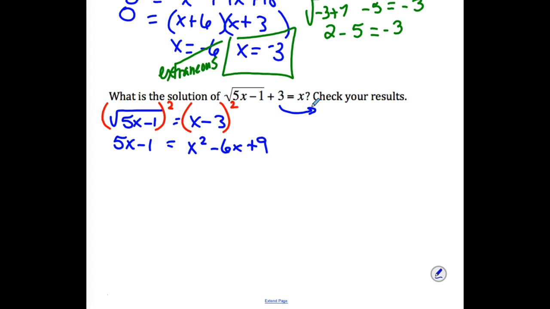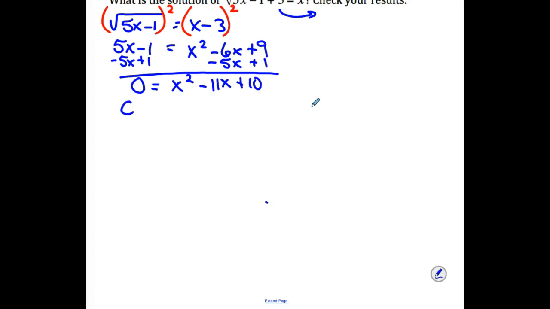Good. All right, bringing everything to one side, I'm going to subtract the 5x over. I'm going to add a 1 over. So I have nothing on the left side anymore. I have an x squared minus 11x plus 10. Okay, factoring that, what do we get? Okay, so possible answers, x could be 1 or x could be 10.